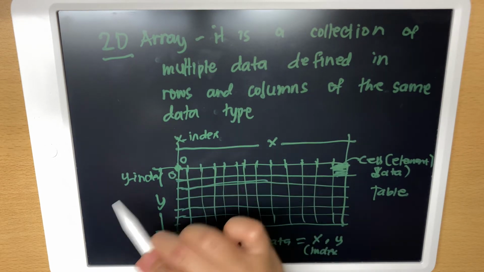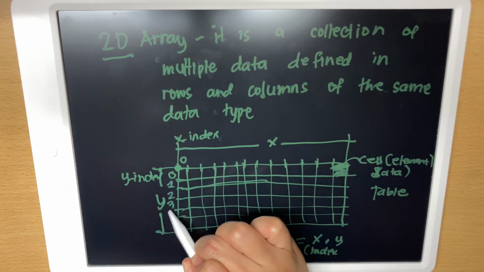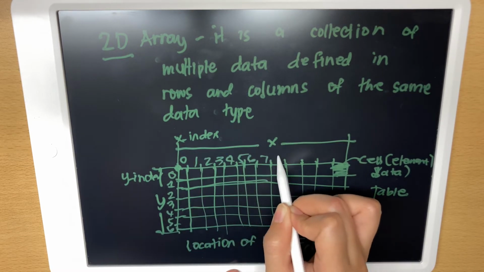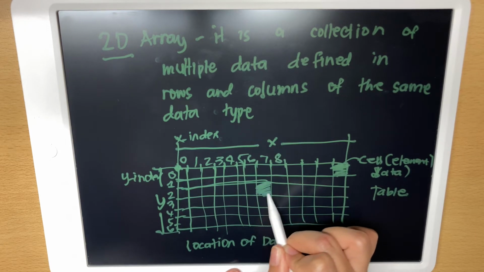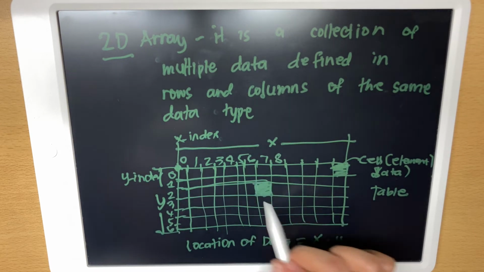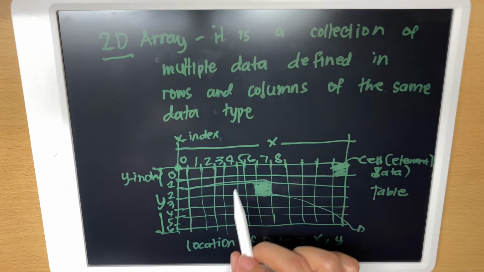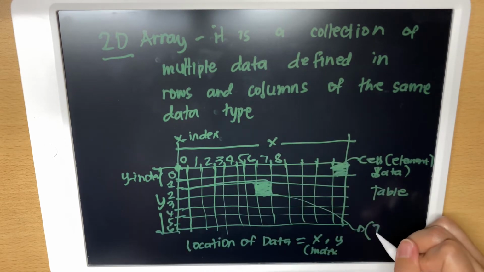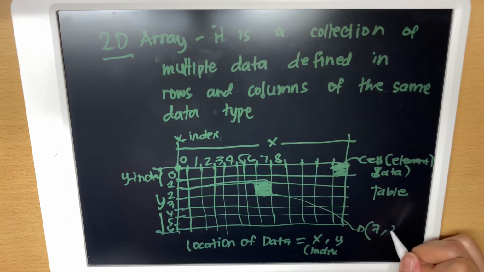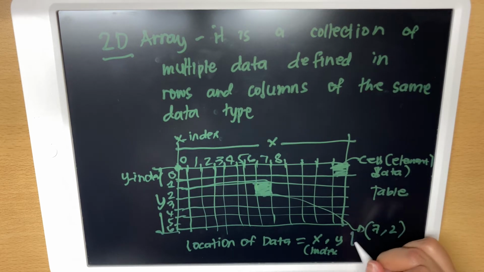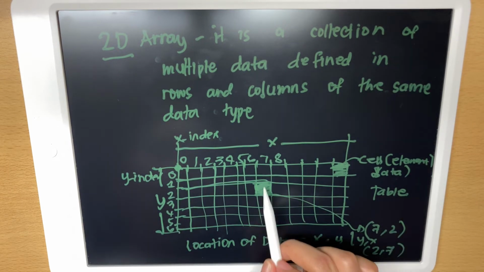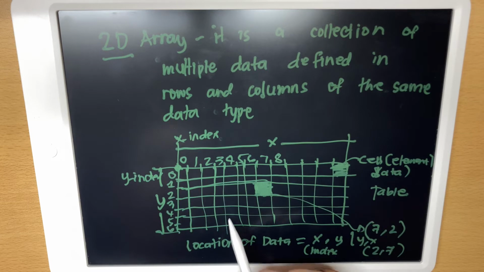So let's say we complete this indexing. To locate this data cell, it would be at the values x is 7 and y is 2, or it can also be yx. So if it is yx, it is 2, 7, or somewhere here, and that would be 4, 4.